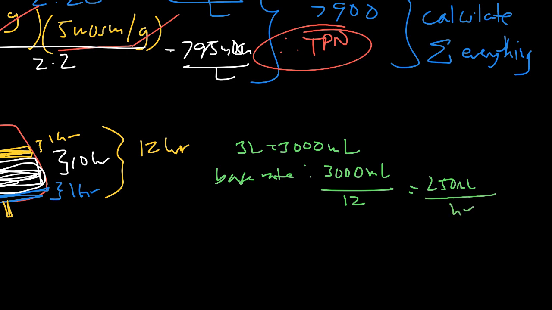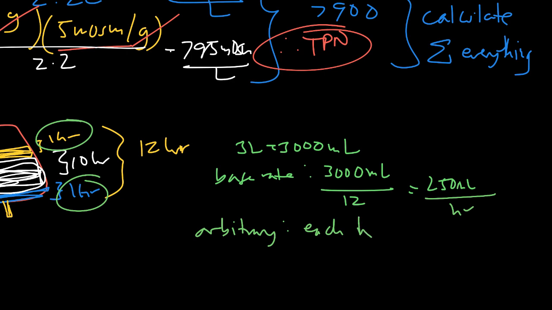$250 per hour. That's your base rate. Now you're going to figure out what your rate is at the 1 hour marks. For easy math, I'm going to pick, Dr. Yunker picked 125, so arbitrary. You're going to say each hour is 125 per hour. So for the arbitrary rates, these have to be less than your base rate.